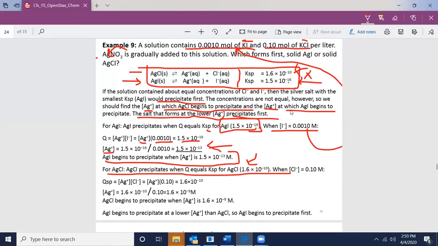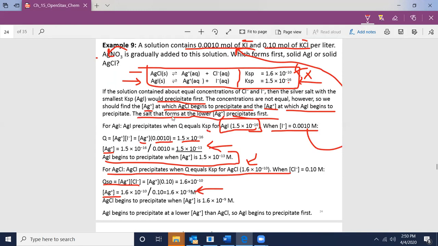Then we're going to put that into the expression. This is the expression. You're going to put that in and find out the concentration of silver ions, and that turned out to be this. So what is more and what is less? This requires less concentration of silver ions to start precipitating compared to this one.